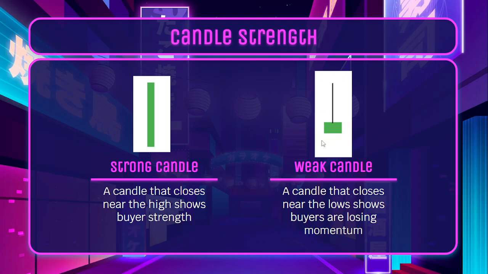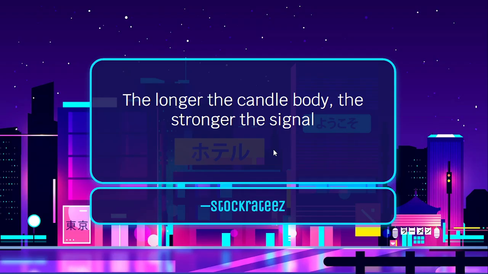Now a weak candle, like this candle right here, shows that the buyers are losing momentum. The bulls push the price all the way up to here, and then maybe it faded off during lunch or at the end of the day, and then closed down here. So buyers had momentum, but then sellers stepped in and pushed this thing down towards the lows. So we have strong candles and weak candles. As a general guideline, the longer the candle body, the stronger the signal.